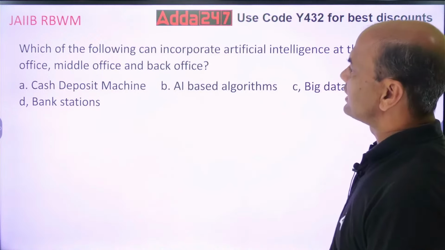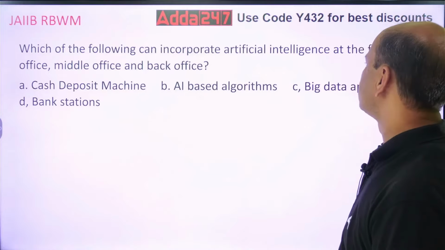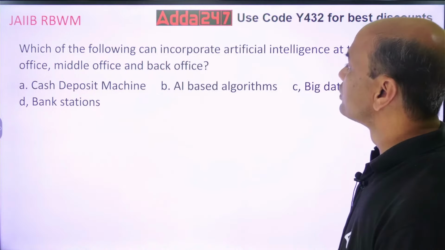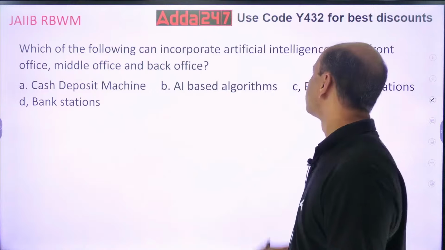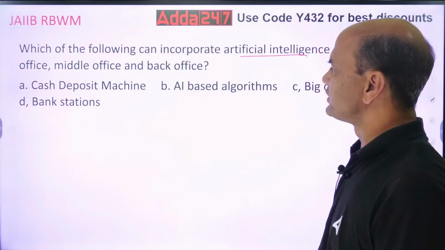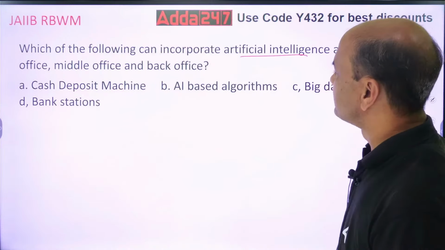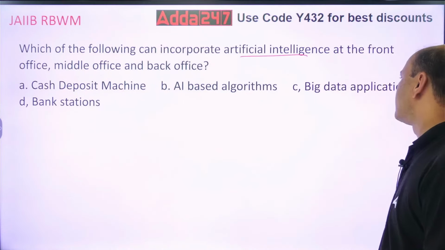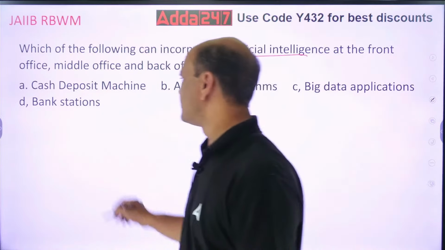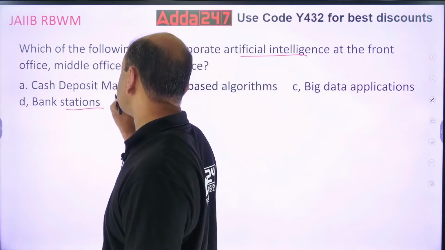Which of the following can incorporate artificial intelligence at the front office, mid office and back office? Who can incorporate this AI in front, mid and back office? Cash deposit machine, AI-based algorithm, big data applications and bank stations. Bank station means basically bank branches.